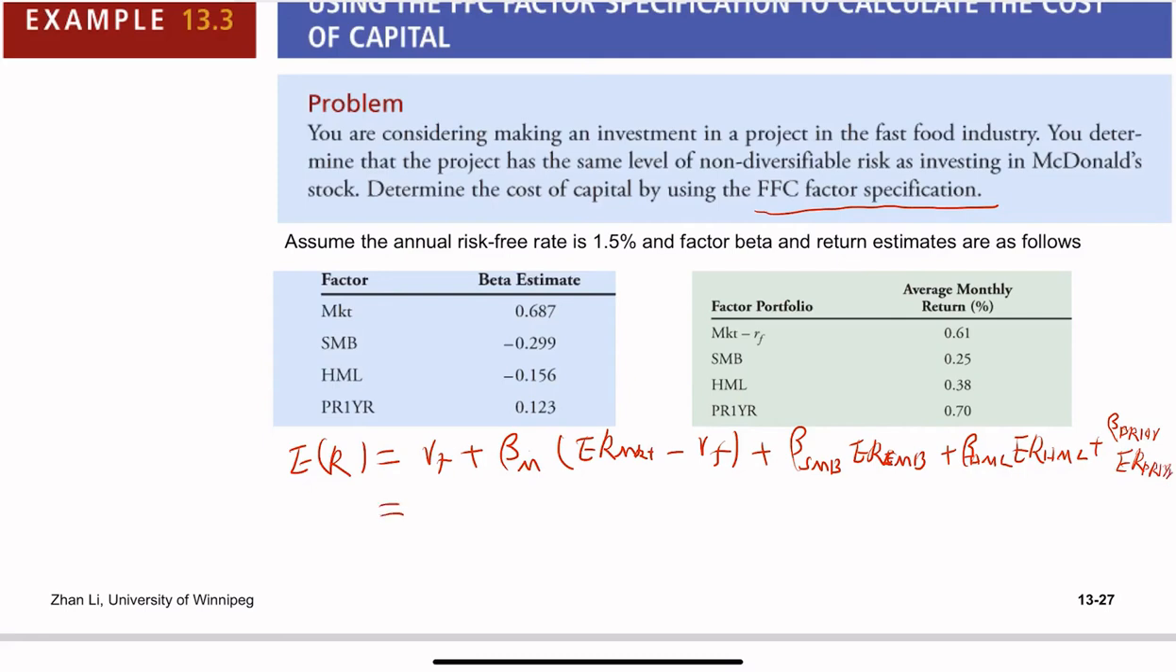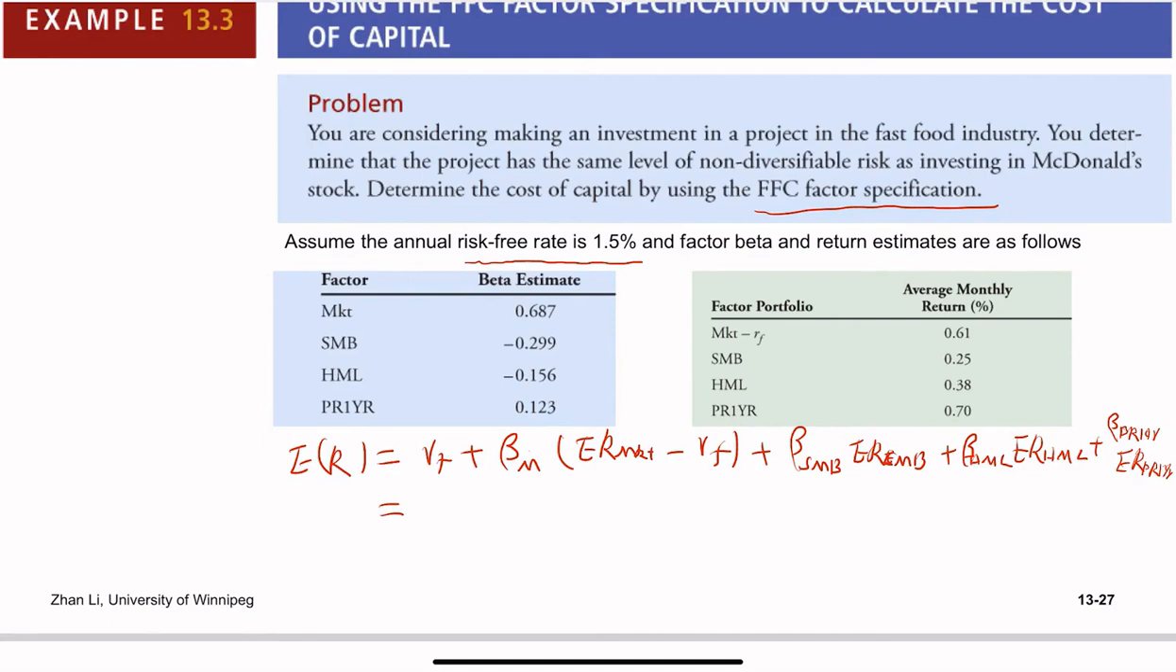Okay, now let's see what kind of data we have here. We have an annual interest rate of 1.5%, and we have the estimation of factor beta and factor average returns. So it seems that this is a tremendously simple question. We just need to plug in risk-free rate and factor beta and average returns, then we could get our answer. But there's a caveat here.